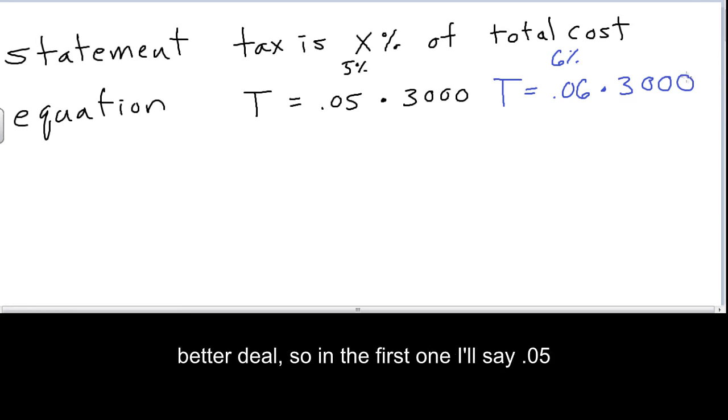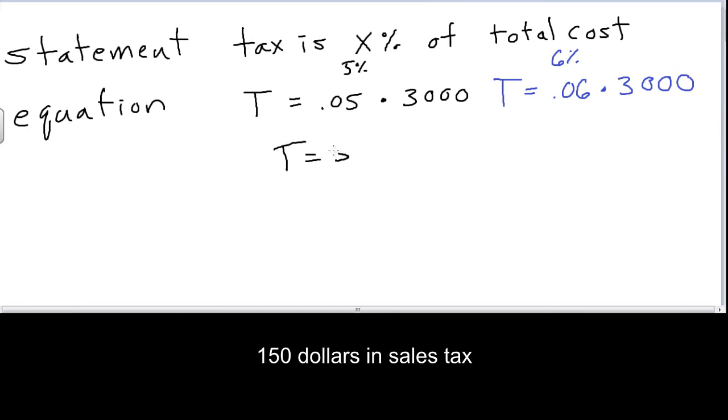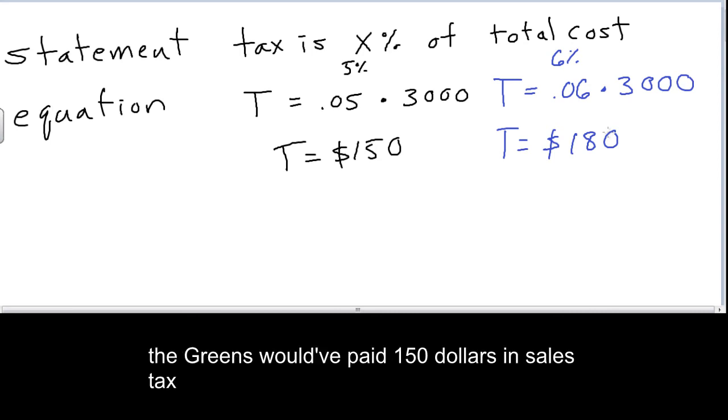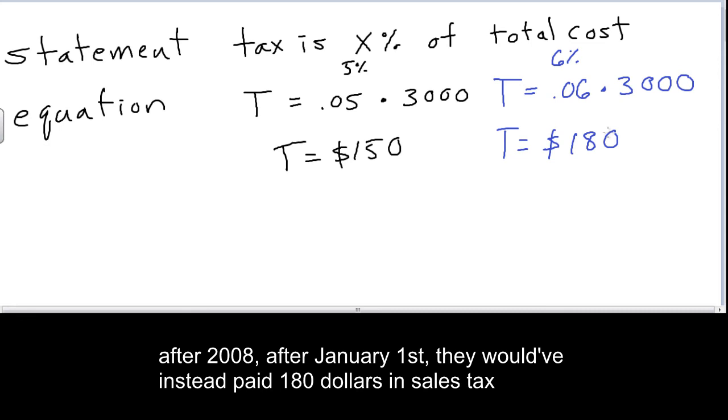So in the first one, I'll say 0.05 times 3,000, and that gives me $150 in sales tax before 2008. After 2008, 0.06 times 3,000 gives me $180. So what this means is before 2008, the Greens would have paid $150 in sales tax. After January 1st, they would instead pay $180 in sales tax.